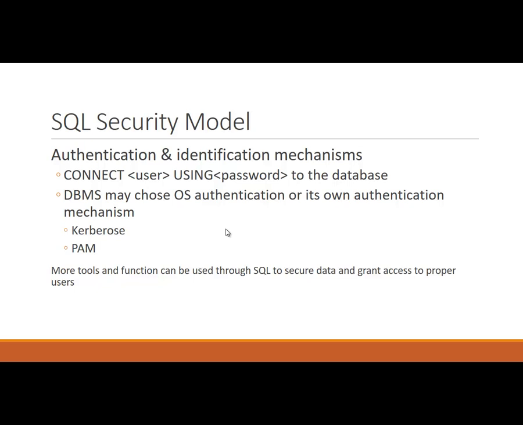The SQL security model includes the authentication and identification mechanism. So we need to connect a certain user using a password to the database, and we can use other mechanisms to verify that. We can also use operating system authentication or a third-party authentication mechanism like Kerberos or PAM. So either the database management system, the operating system, or a third-party mechanism can be used to control access to the database, to secure the database, and make sure that we are giving users the proper access to certain areas.